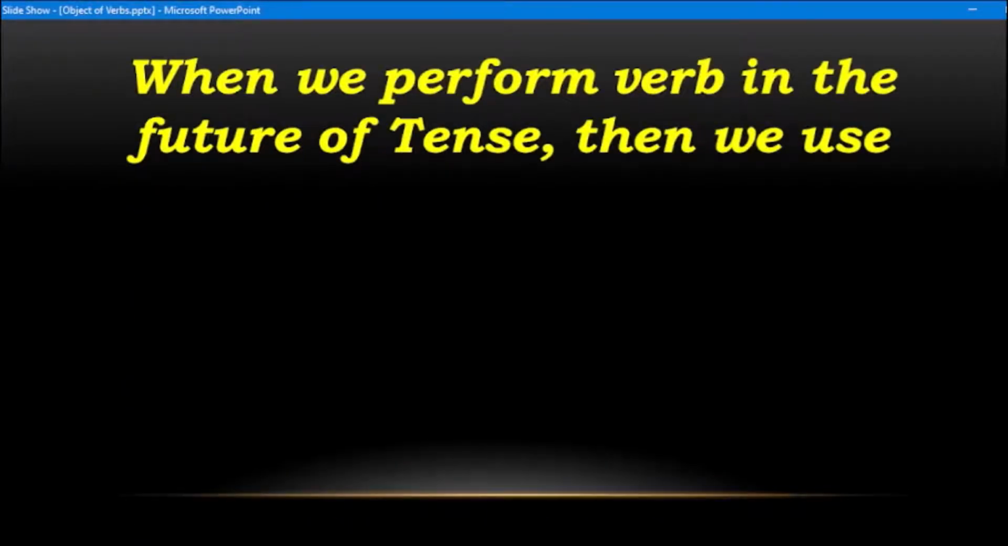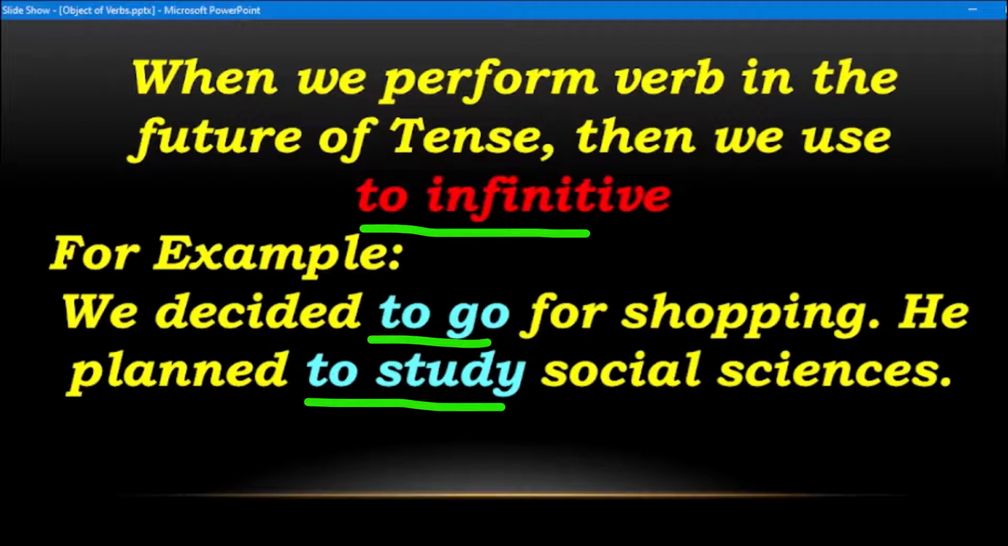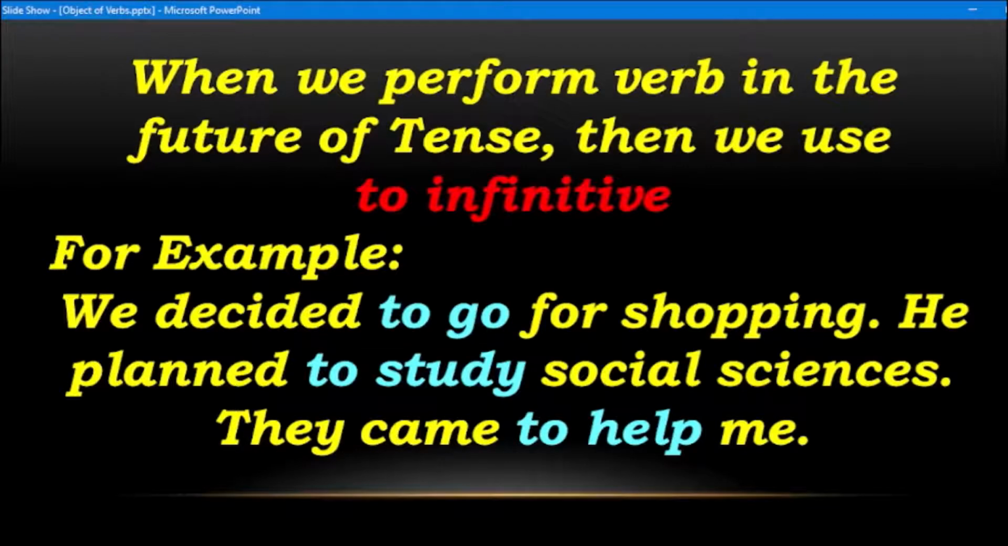When we talk about a future action, we use the infinitive. Here we have some examples. We decided, first we decided, and then to go. Going is another verb that comes after this decision. So we decided in the past, and to go is the future in the past. He planned to study social sciences, and similarly they came to help me. Look at these examples: the first action is decided, planned, came, and then the second action is there, to go. So the infinitive is used after the main verb when the action is preceded by the main verb.